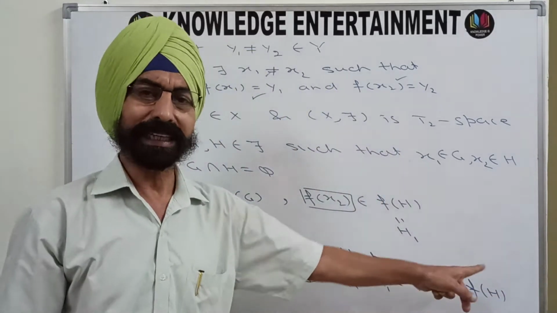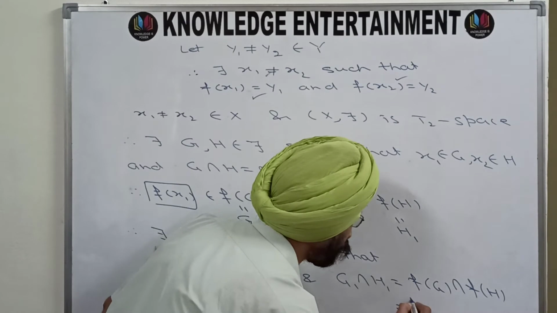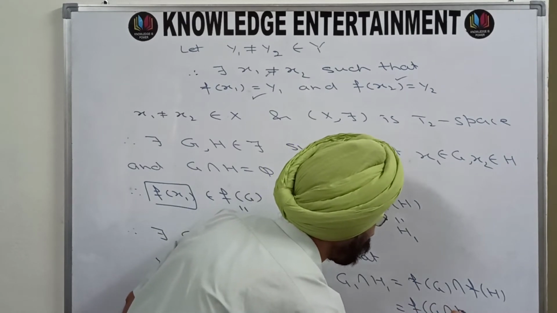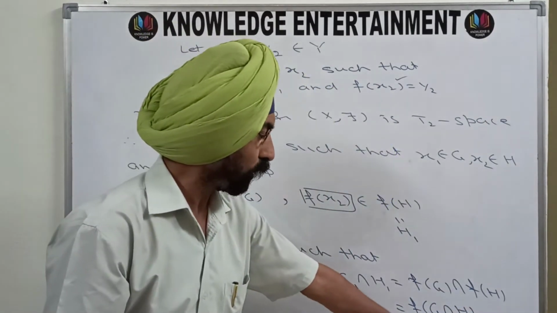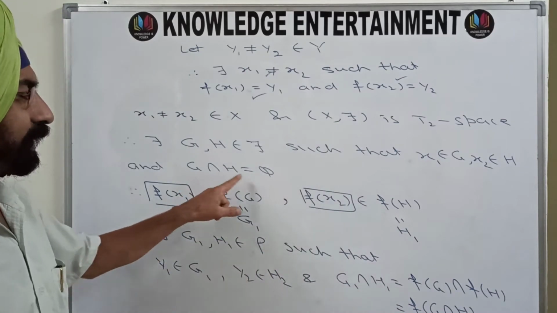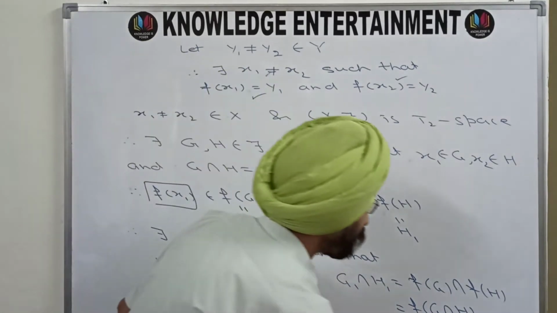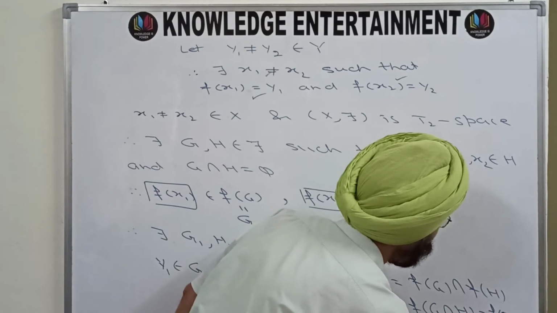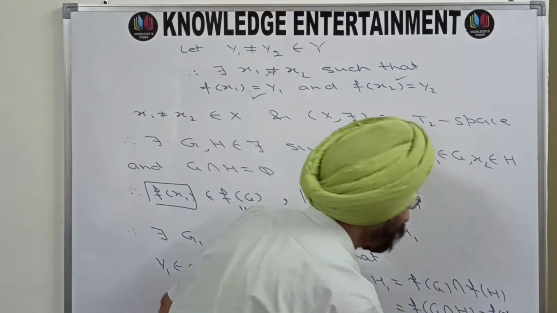So f of G intersection f of H, you can also write it as f of G intersection H. But what is G intersection H? G intersection H is phi. So it is f of phi, and we know it very well that f of phi is phi.